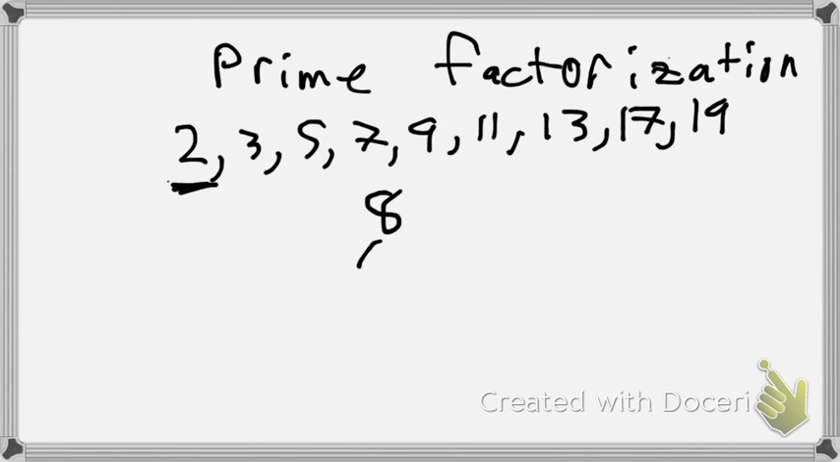So 8. 8 is 2 times 4. What we want to do when we're breaking down something into its prime components is pull out the smallest prime number possible. So we want to start with 2. Once we get all the 2's out, we check for 3's. Once we get all the 3's out, we check for 5's, and so on and so forth.